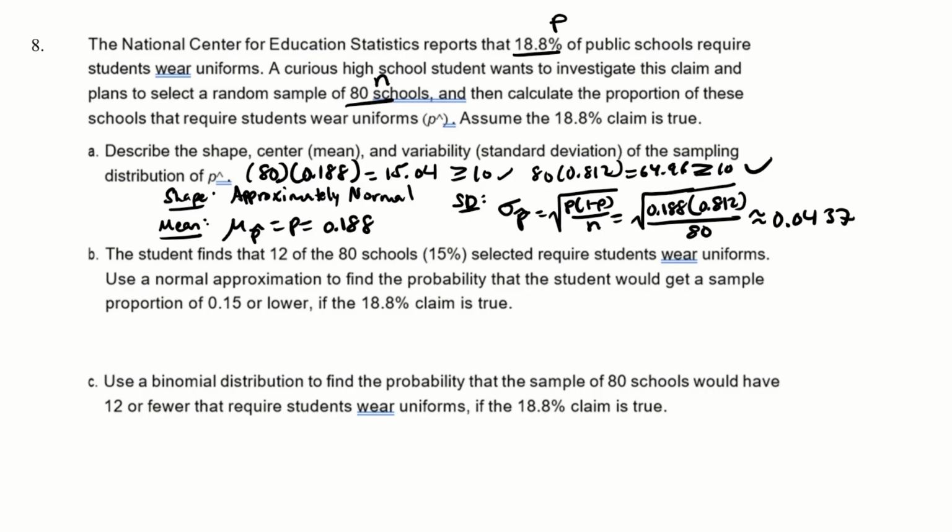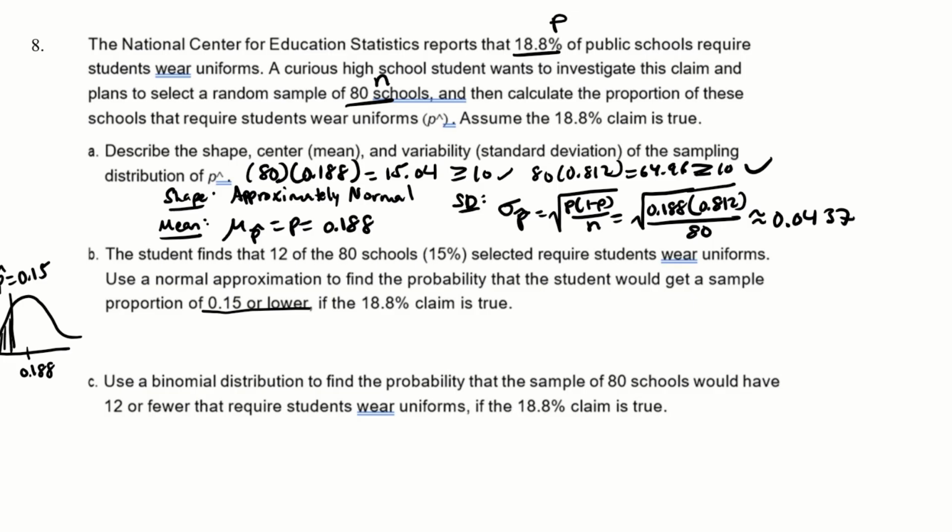The student finds that 12 of the 80 schools, or 15% selected, require student uniforms. Use a normal approximation to find the probability that the student would get a sample proportion of 0.15 or lower if the 18.8% claim is true. So we know it's a normal distribution. If it's normal and in the middle is 0.188, and he got 15%, which is 0.15, this is what he got. What's the probability of getting that or lower is what they're asking for.